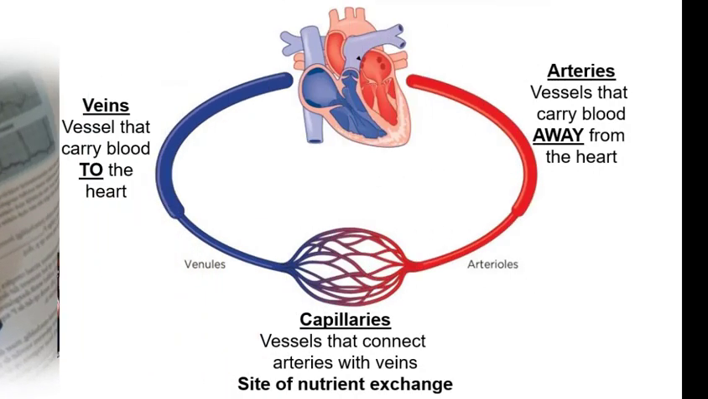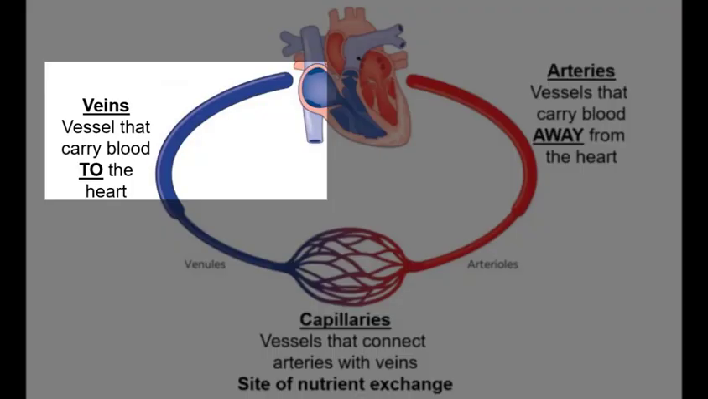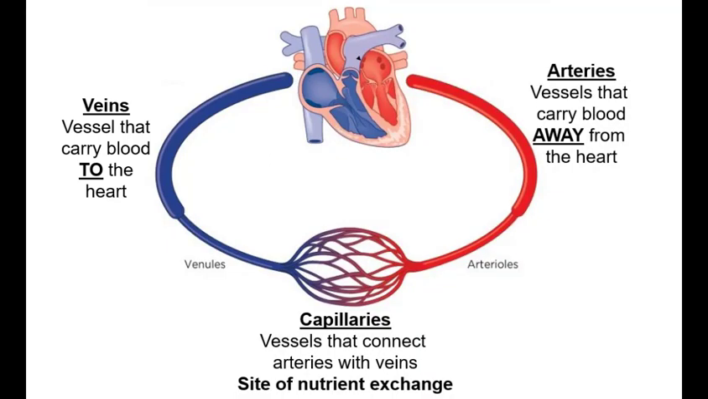Let's start with some definitions. Arteries are blood vessels that carry blood away from the heart, and veins are vessels that carry blood to the heart. Because arteries are usually shown in red and veins are usually shown in blue in diagrams, sometimes people think that arteries carry oxygenated blood and veins carry deoxygenated blood. And while that's usually true, it's not always true.